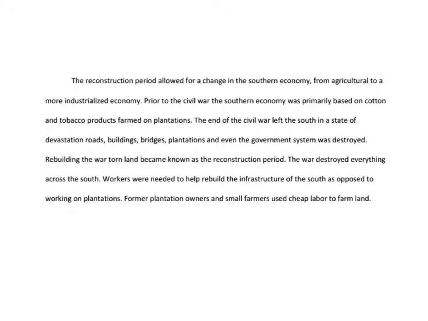So this is perfectly fine to say, "allowed for." It's not a grammar error. But "allowed for" makes it seem like the Southern economy wanted to change and they just couldn't change or something like that. I think that the Reconstruction period, what if we just said it changed the Southern economy? Maybe there's a reason that you really want to use "allowed for," and I'm just wrong about this.